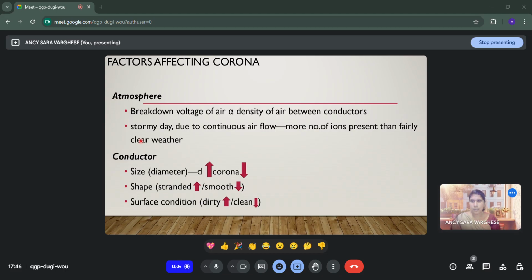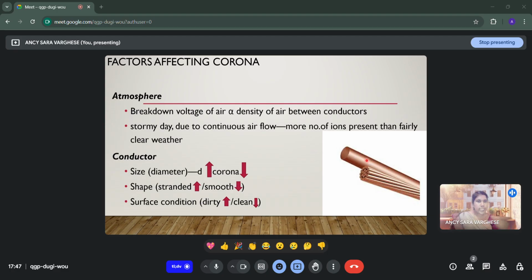Now the conductor nature, the size and shape of the conductor. If the diameter of the conductor increases, the distance between the conductors reduces and the corona effect will be less. Now the shape of the conductor. The conductor can be smooth as shown in the upper one. It can be stranded as shown in the lower conductor. In the upper conductor, the surface is smooth. In that case, the corona effect will be less. In the lower conductor, some irregularities are there due to the presence of strands. So in a stranded conductor, the corona effect will be more.